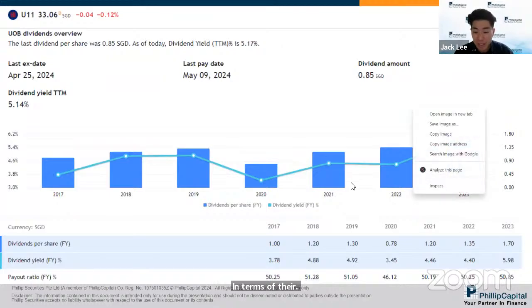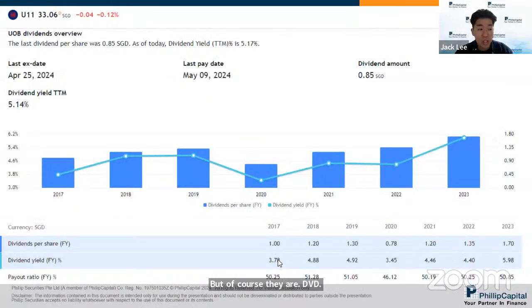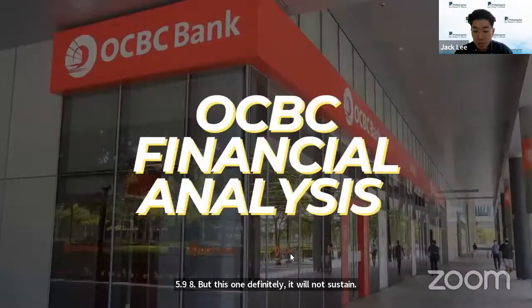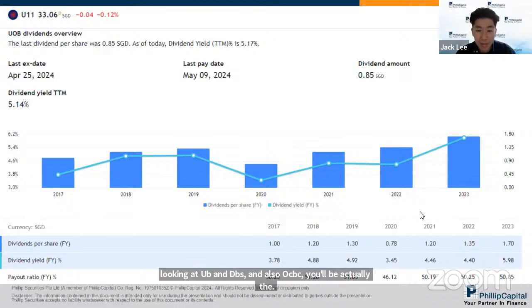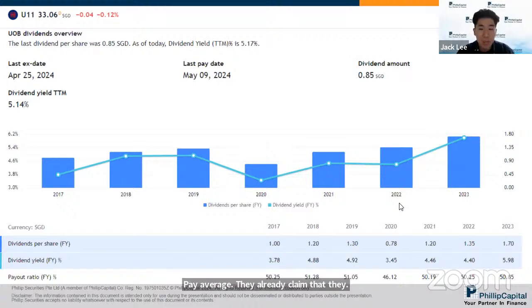But of course, the dividend yield will be around 3.5 to 5% lah. Looking at 2023, they gave around 5.98%, but this definitely will not be sustained. So we will still look at the average, around 4% to 4.5% for the dividend. But looking at UOB, DBS and also OCBC, UOB has already claimed that they won't exceed a 50% payout. So for people who like dividend payouts, maybe UOB is a little bit not suitable.